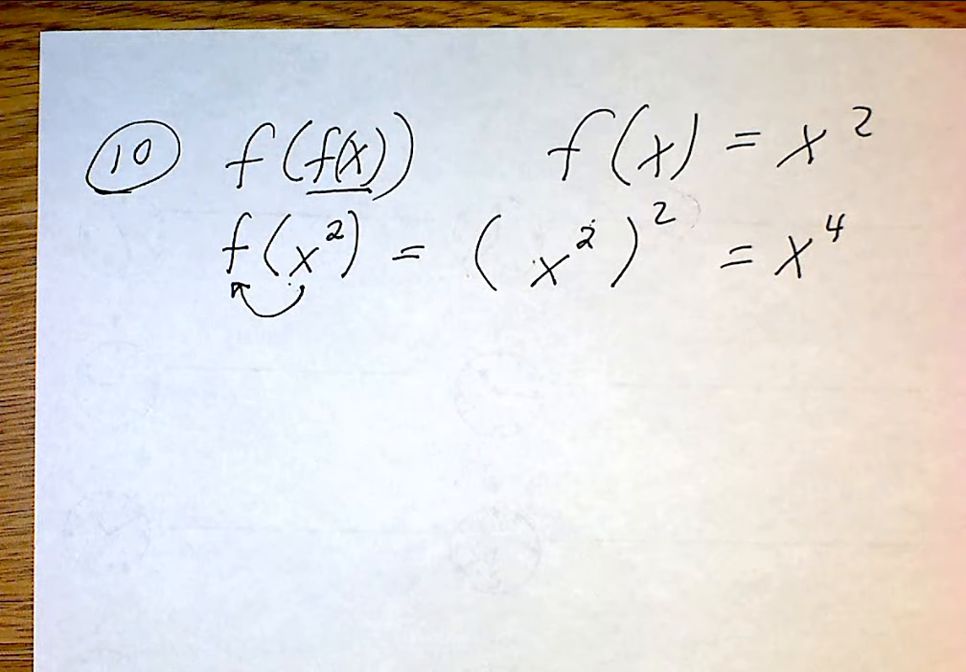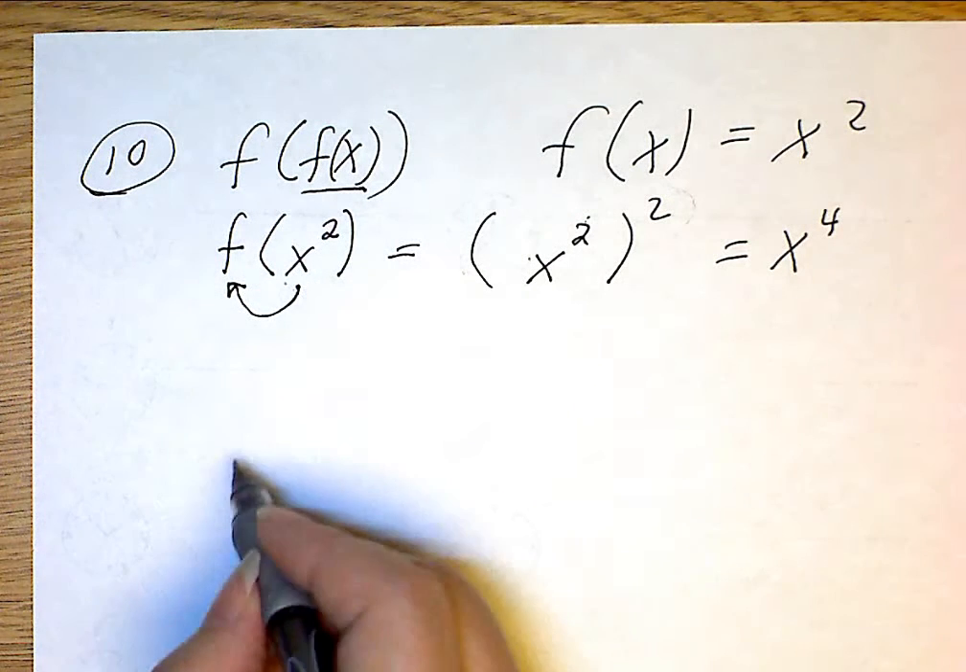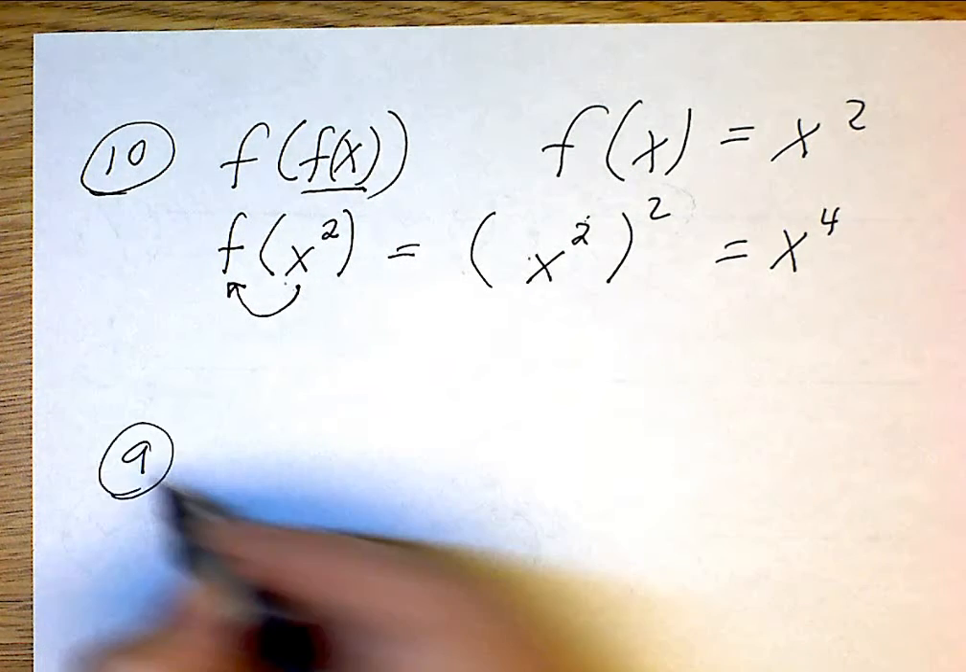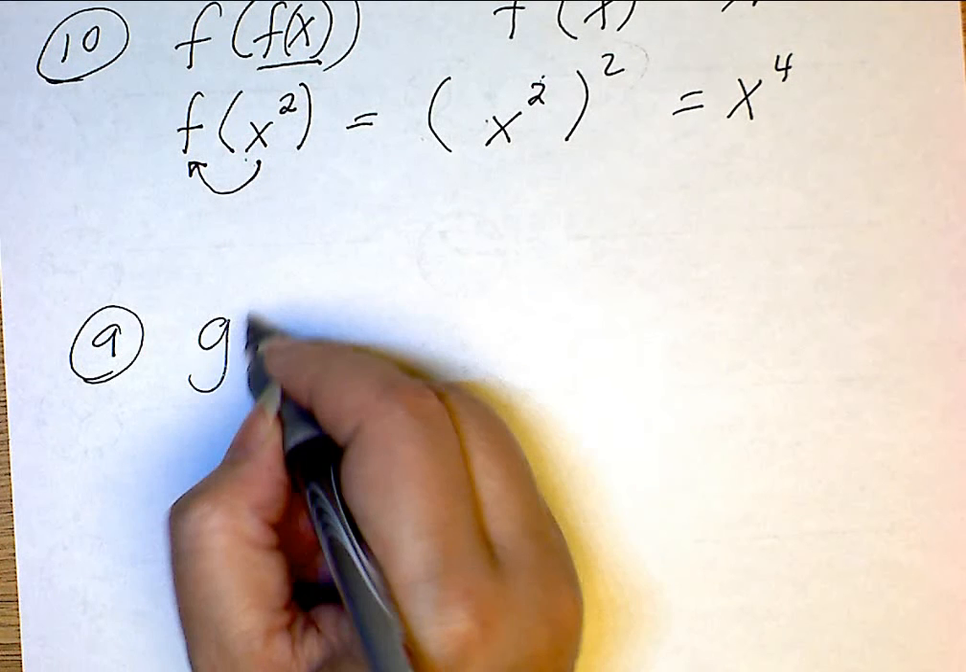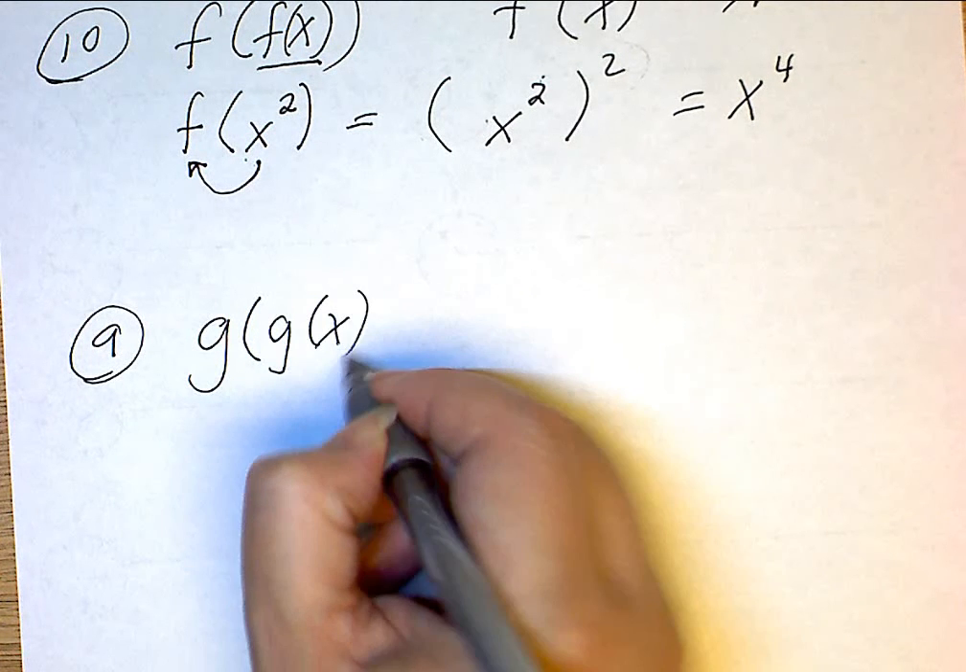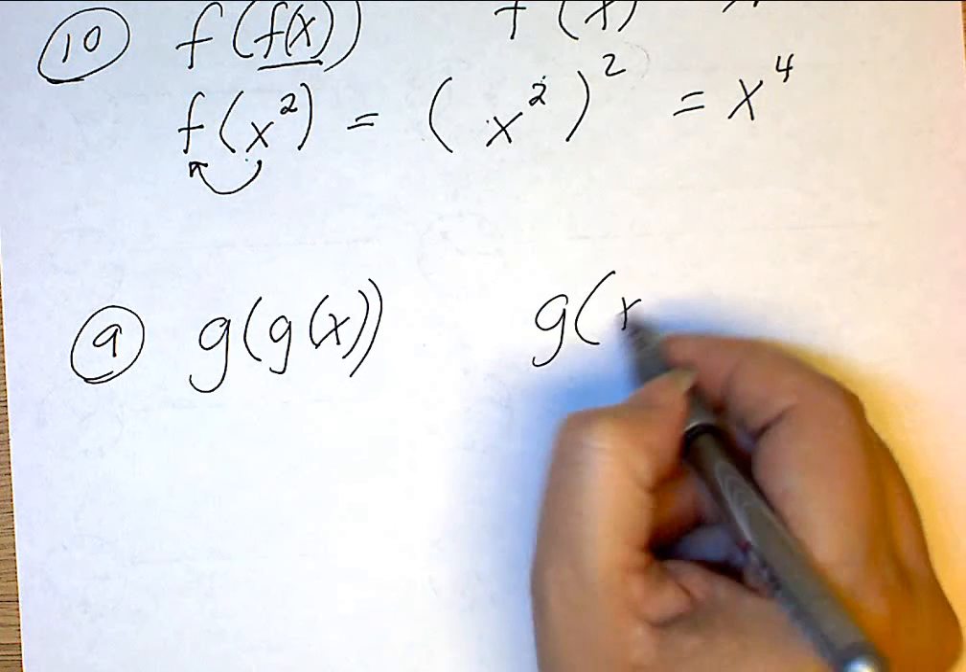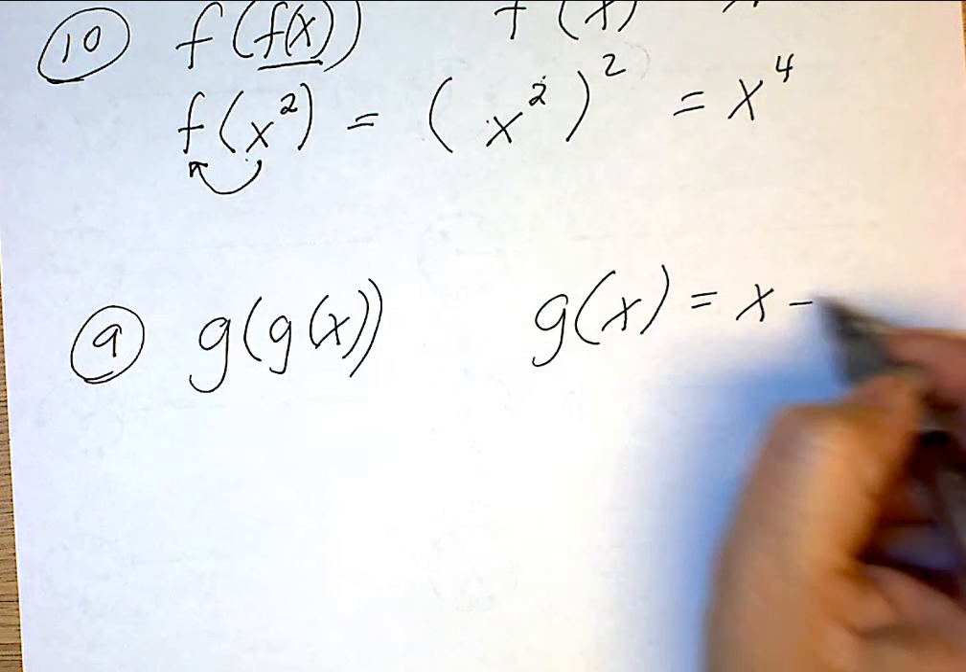All right. Anybody else want a different one? Number 9. So number 9 is g of x, and g of x is x minus 1.